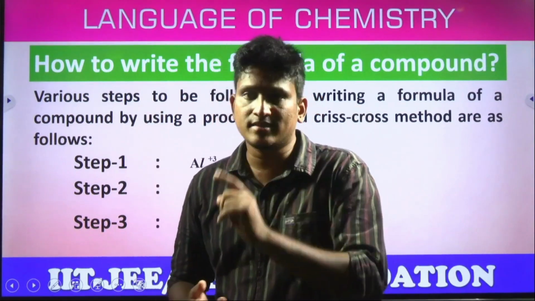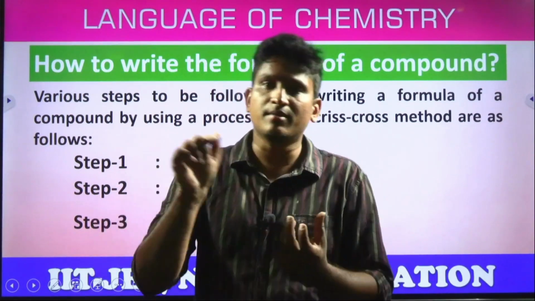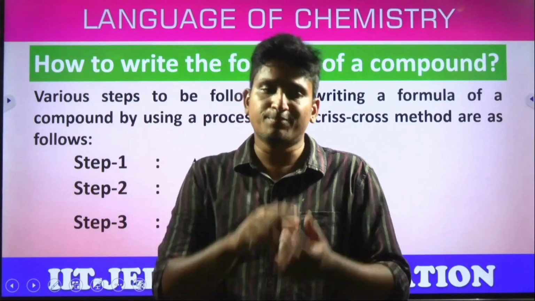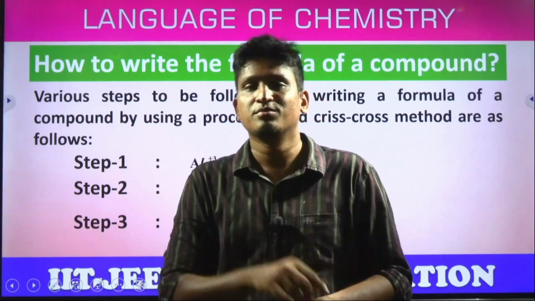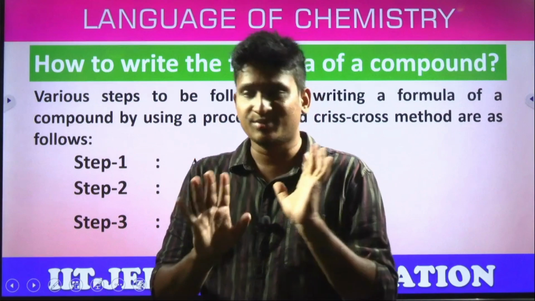If plus 1 is there, how can it be neutralized? If we add minus 1, plus 1 minus 1 equals 0. If plus 2 is there, you can add minus 2. Plus 2 minus 2 equals 0. That's the concept here.